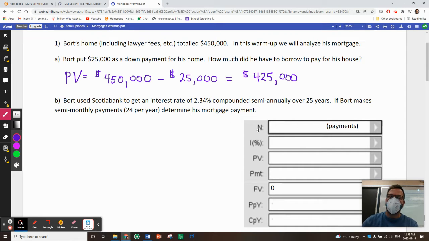So he has an interest rate of 2.34%. Again, this warm up, we're just getting back in the swing of things, and I'm just making sure we're all comfortable setting these kinds of things up. 25 years, and he's making semi-monthly payments. So I prompted you guys that it's 24 a year. How many payments is that? We always have to do these little multiplications. 25 years of semi-monthly payments. It's a lot of payments. I think it's 600, right?